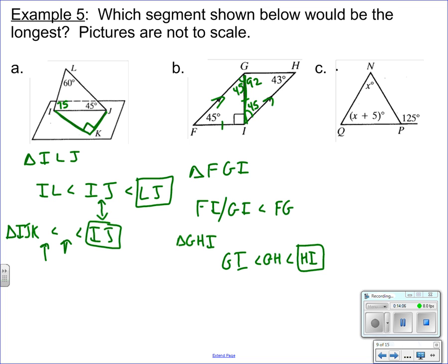In C, we know 125 has to add up to those remote interior angles, so 2x plus 5. 2x is going to equal 120, x is going to be equal to 60. Therefore, I know this angle's 65, this angle's 60, this one's 55. So now I need the longest side. Look for the largest angle. The largest angle is Q, so it's the side opposite of that, NP.